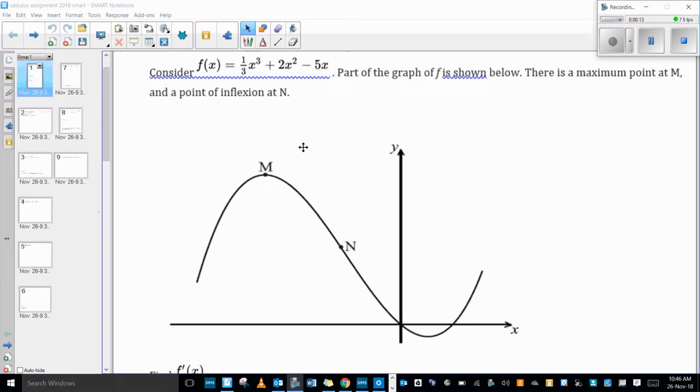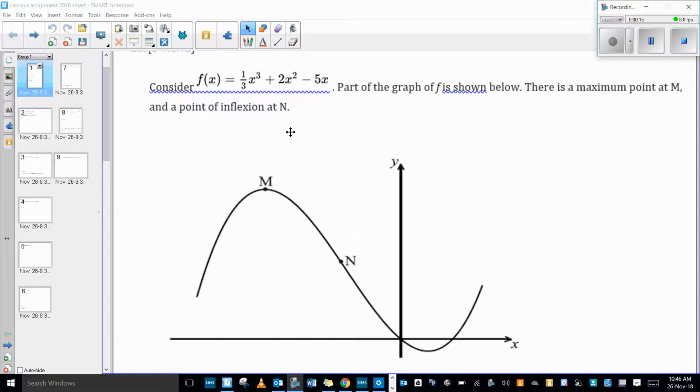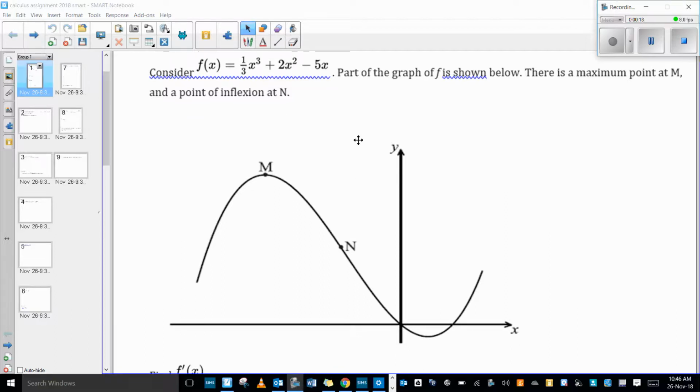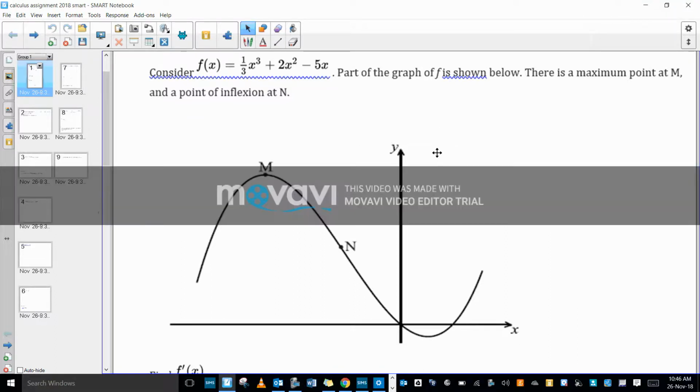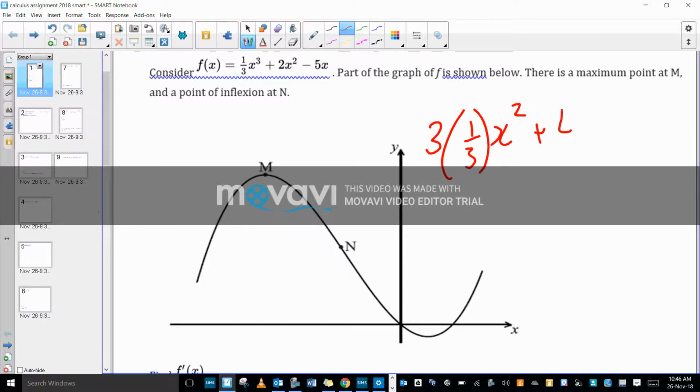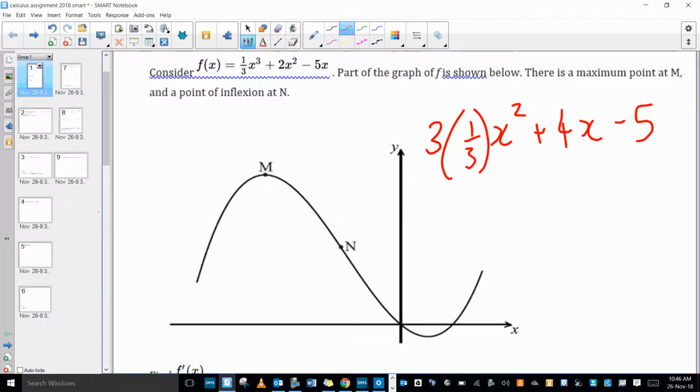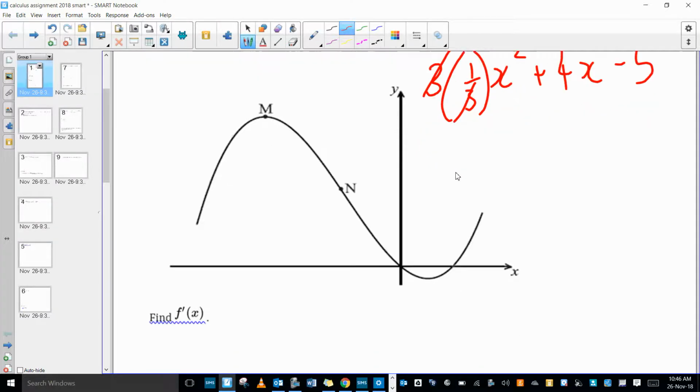So we've got 3. I'm going to do it up here, it's easier. 3 lots of 1/3 x squared plus 4x minus 5. So power comes in front, take one off the power, so they cancel each other out. So we've got x squared plus 4x minus 5.